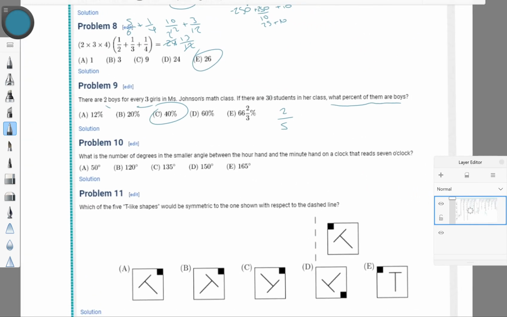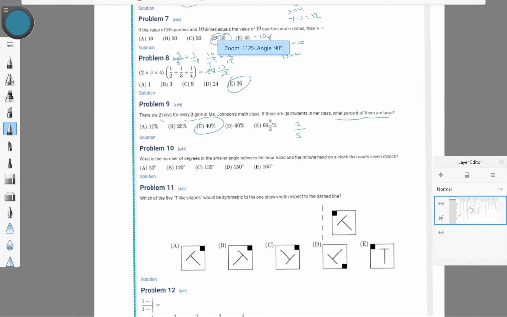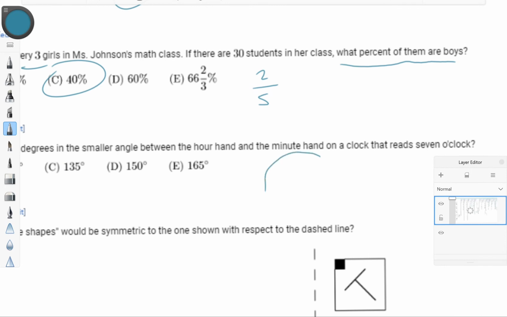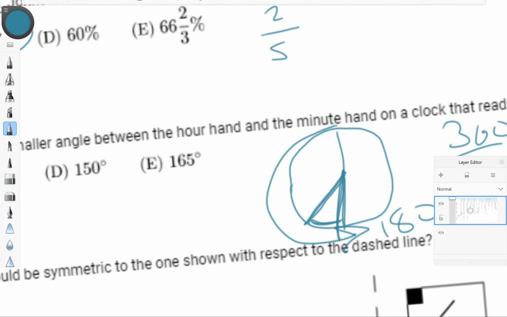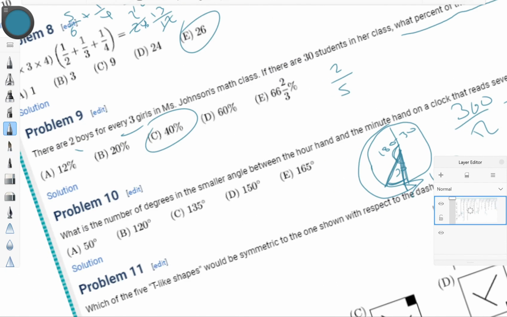So number of degrees in the smaller angle between the hour hand and minute hand on a clock that reads 7 o'clock, right? Let's think about this, right? It's divided into twelfths, so this full thing would be 180. 1 hour is going to be 30, right? Because it's going to be 360, which is the total number in a circle, divided by 12 equals 30. So 180 minus 30 is going to be this angle, right? 180 minus 30, because this is 30. So it's going to be 150.